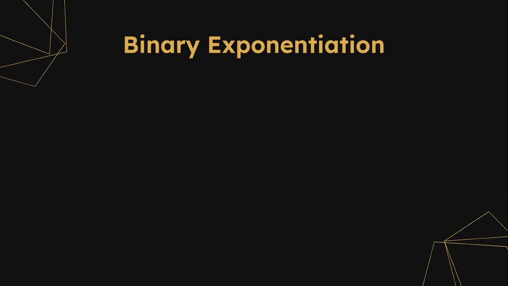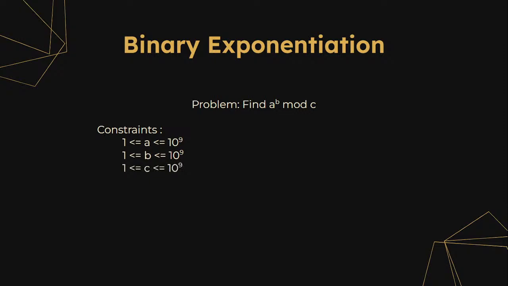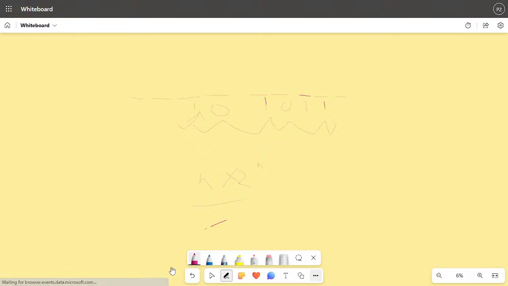Okay, so now we are at the last topic for the day, which is binary exponentiation. So this is a very fun and one of the most used things, and let's look at it. So problem is simple: find a to the power b mod c, and the constraints are a is 1e9, b is 1e9, c is 1e9. Okay, so let's look at the problem.